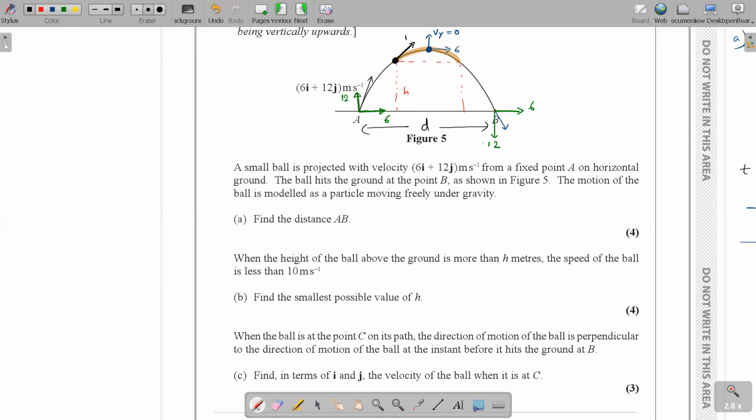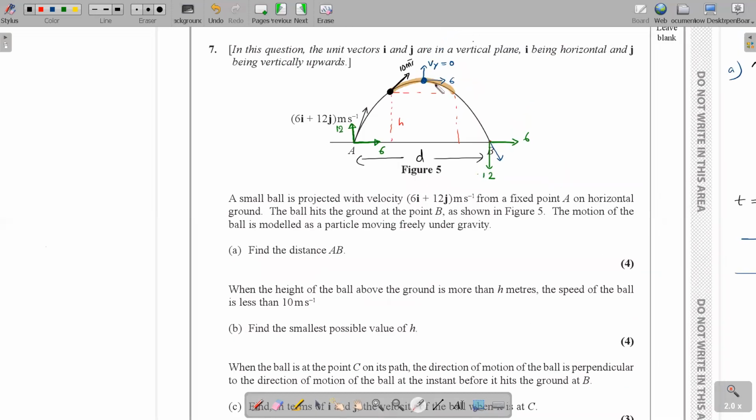So you have the starting speed of 10 here, 10 meters per second. So they are asking you what? They are asking you to find the possible value of h, because obviously starting from this point onward, the speed is reducing. Now you can see the starting speed. When you move up, the speed reduces.